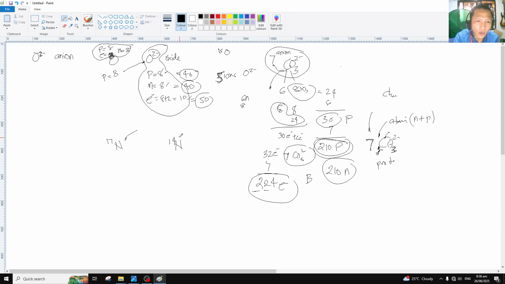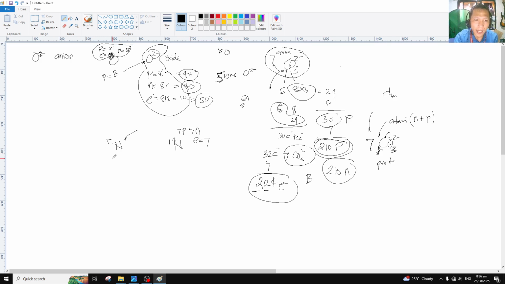So, 17 and 14, that is the normal. Meaning, for the normal one, you have 7 protons because the atomic number of nitrogen is 7. And then 14 minus 7, that is 7 neutrons. And of course, for nitrogen 14, the electrons are also 7, because it is normal and has no charge on the right side.